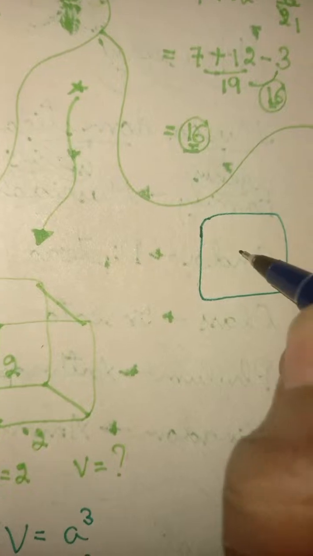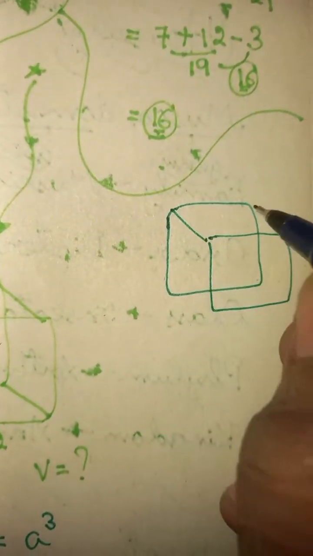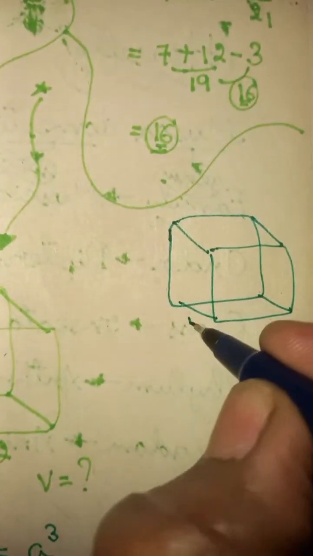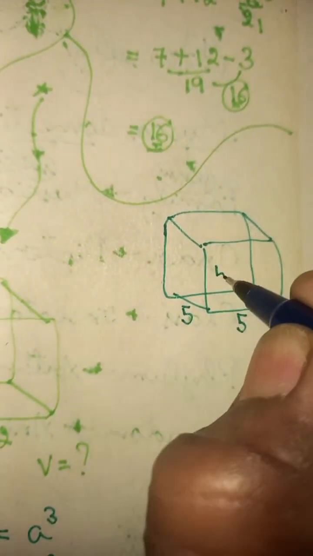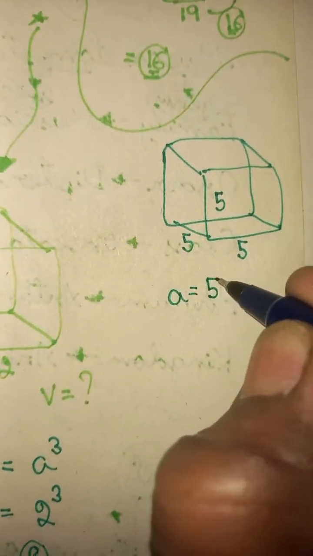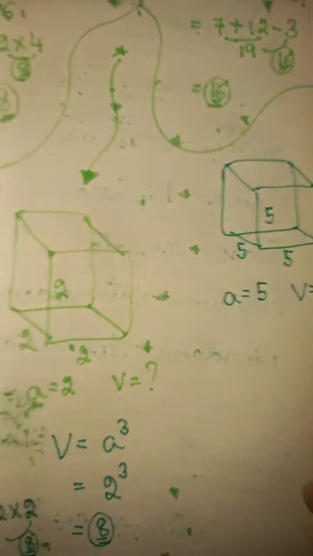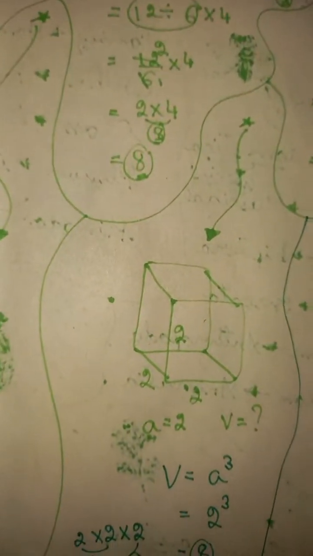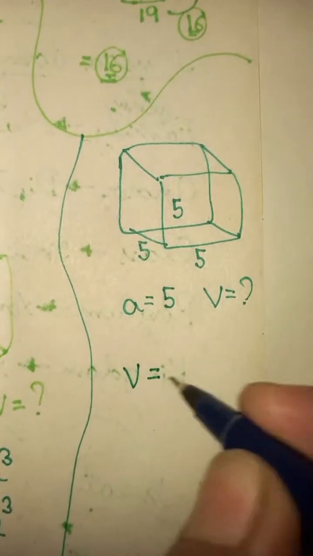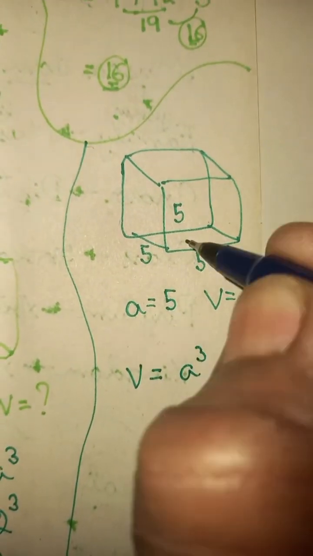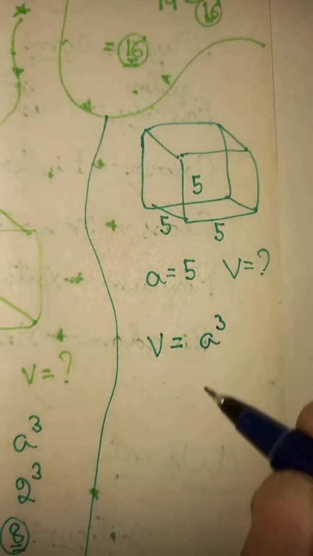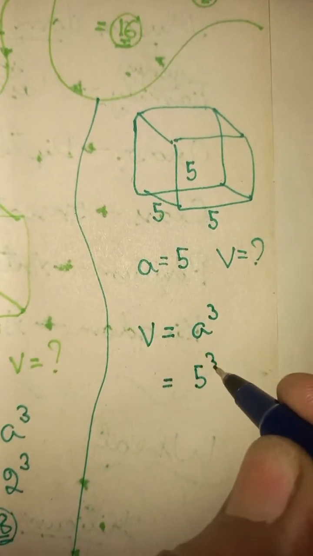In this cube they have given all the edges of the cube as 5 units. Length, breadth, height, all of them are just 5 units. Here the edge length is 5 units. You need to find out what's the volume of the cube. You can do it in the same way. Volume of the cube becomes edge length cubed. Here this is the edge length. They have given us 5 units, so it becomes 5 cubed.